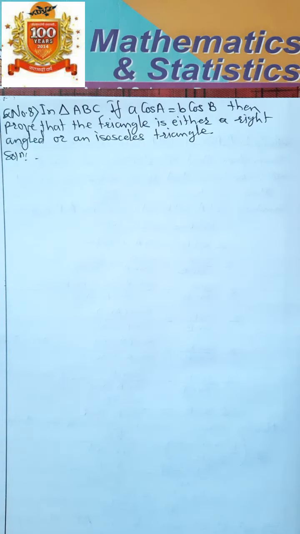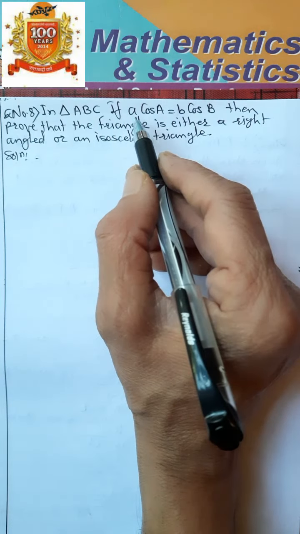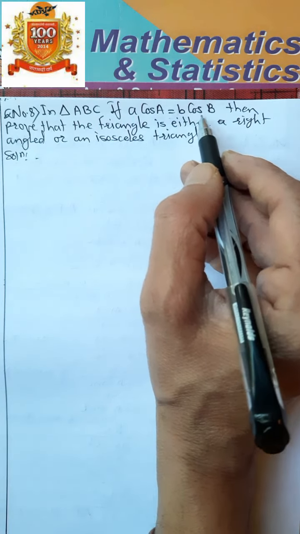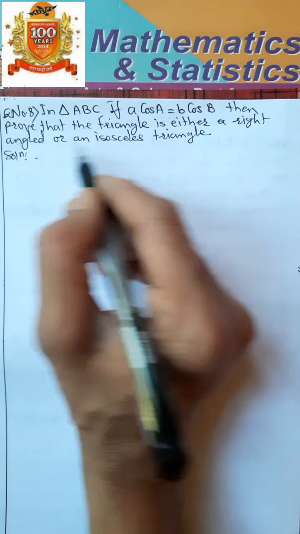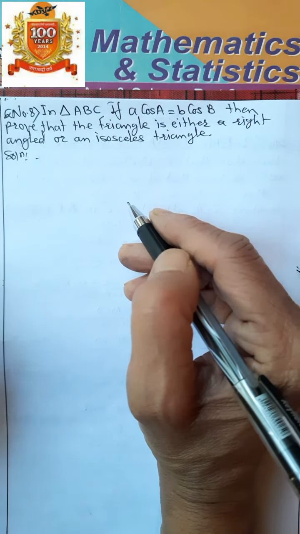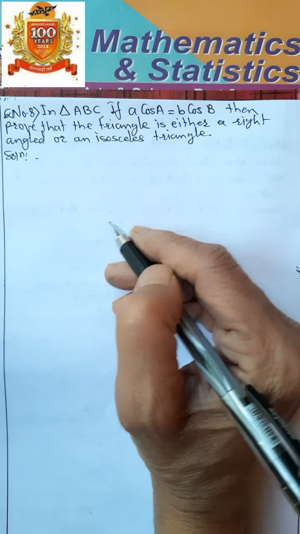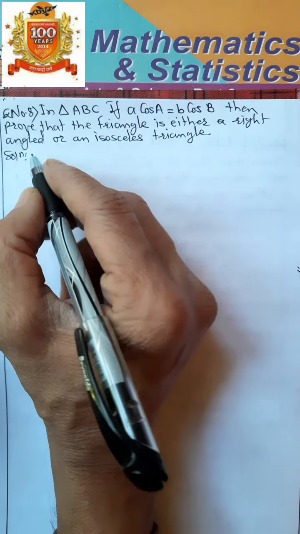Let us see question number 8. In triangle ABC, if a into cos A is equal to b into cos B, then prove that the triangle is either right angled or isosceles triangle. This question can be solved by using sine rule as well as cosine rule. First we will solve by sine rule.